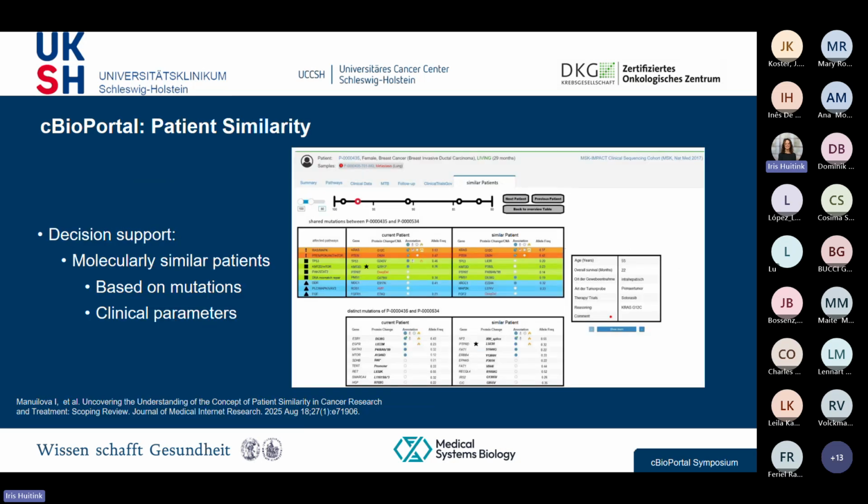Another idea is to look at patient similarity. Have we found already similar patients to the current patient that is being discussed? And we are developing now measures and metrics for comparing patients according to mutations and clinical data. This is just a mock-up we have done so far, but this is under active development.